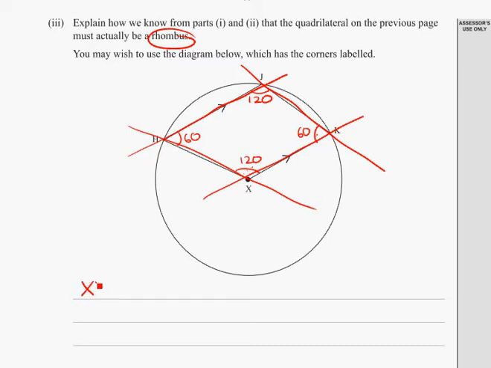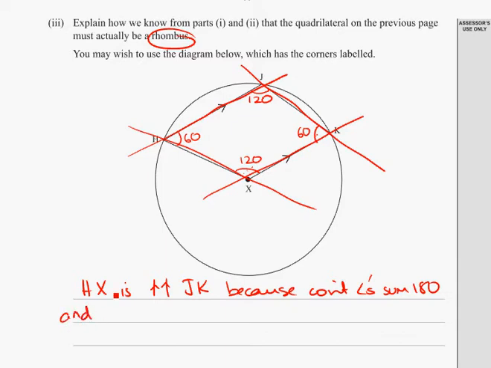So we can say that HX is parallel with JK because co-interior angles sum 180, and since HJ is parallel with XK, this shape is a parallelogram.